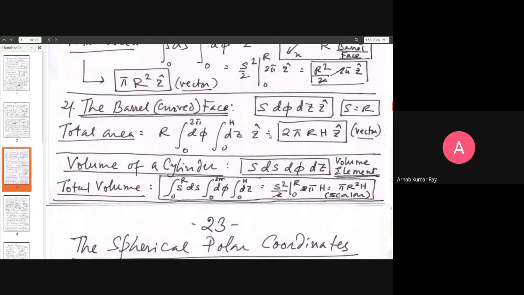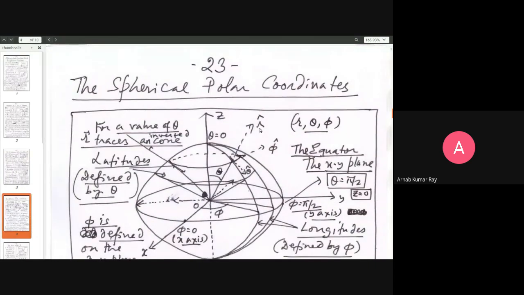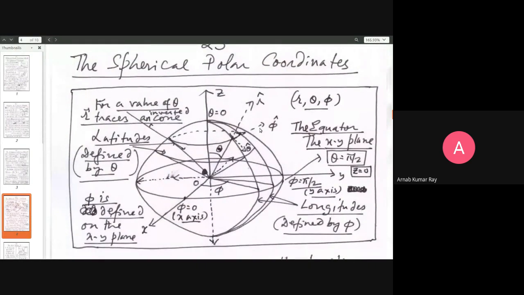Okay. Now we go to the spherical polar coordinate system. Slight details are required, so I'll just quickly discuss these things with the help of these supplementary notes. Let's say what you've got in front of you is the Earth, the surface of the Earth. Well, I should have drawn a proper sphere.